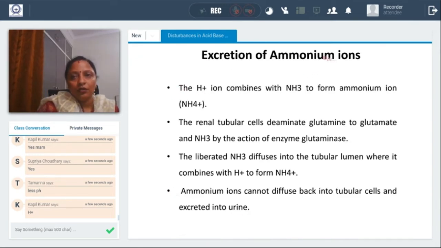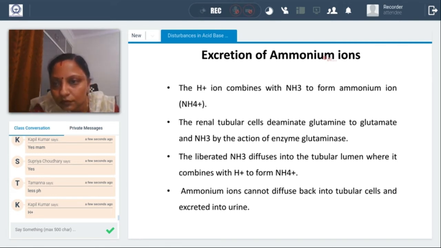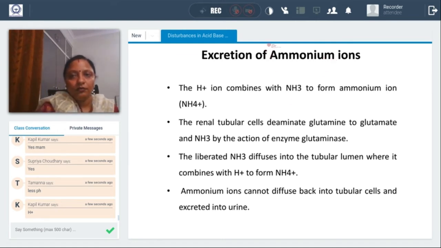Last is excretion of ammonium ions in the renal regulation. The hydrogen ion combines with ammonia to form ammonium ion. You all know NH4 plus. The renal tubular cells deaminate glutamine to glutamate and ammonia by the action of the enzyme glutaminase. The liberated ammonia diffuses into the tubular lumen where it combines with hydrogen to form ammonium. Ammonium ions cannot diffuse back into the tubular cell and are excreted into urine, you all know.